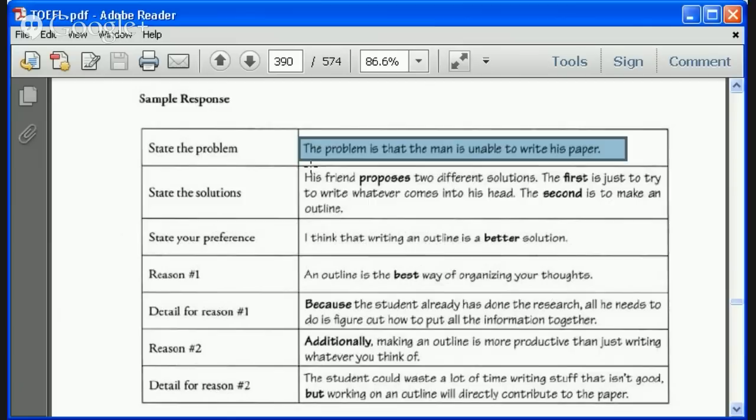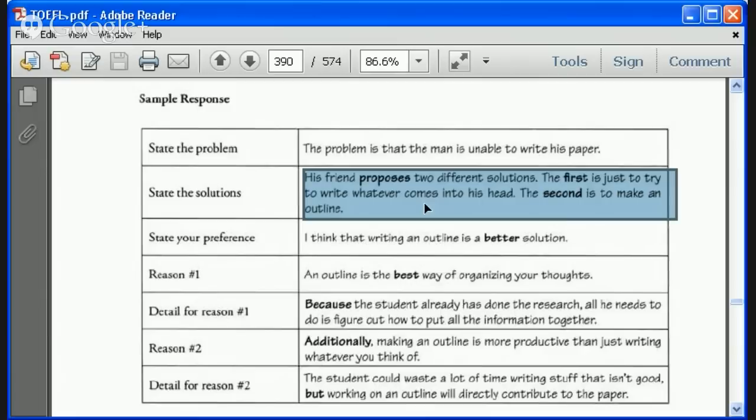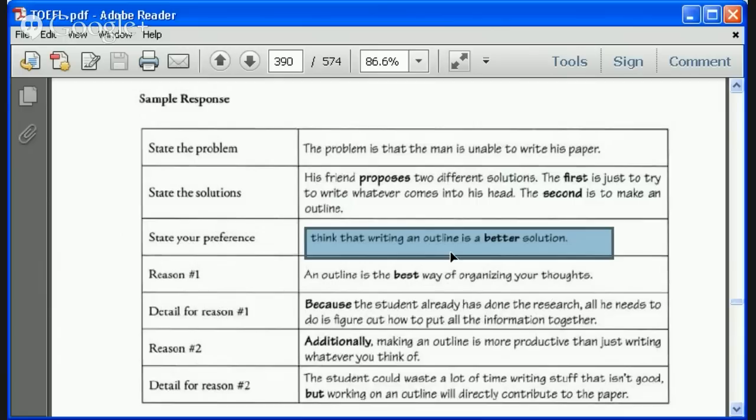All right. Talk about whatever comes into his head. The second is to make an outline. State your preference. Again, Narelle, you did this. You absolutely followed this template perfectly.